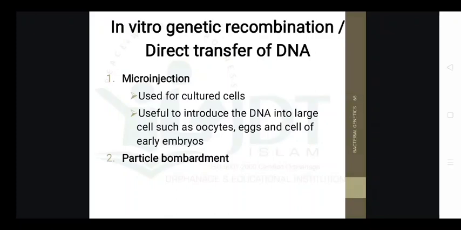And the last one is in vitro genetic recombination or direct transfer of DNA methods. It can be done by microinjection, using the kind of needles used for culturing of cells, to introduce DNA into large cells such as oospores and egg cells. Eggs and cells of early embryos are used to transfer this type of genetic material. And the last one is particle bombardment. Now we are bombarding cells at high speed. It will transfer the genetic material from one cell to another cell through the particle bombardment method.